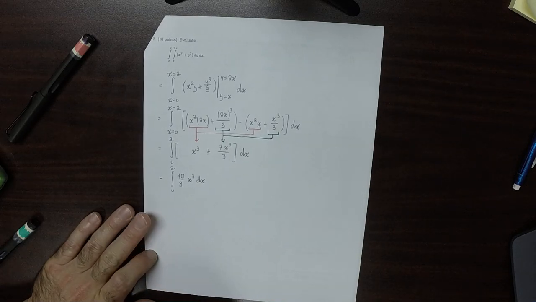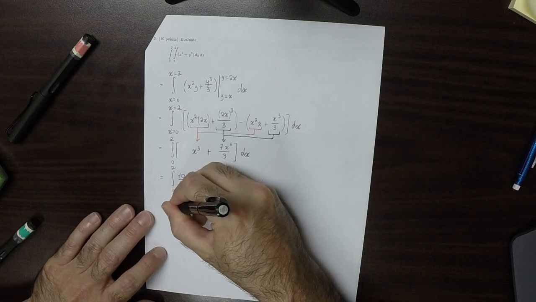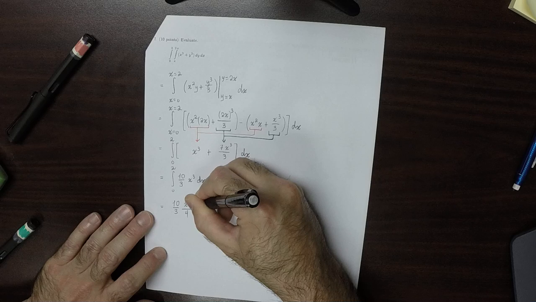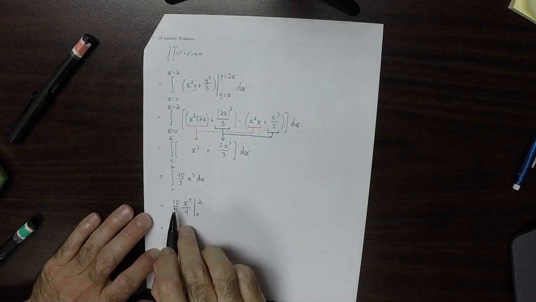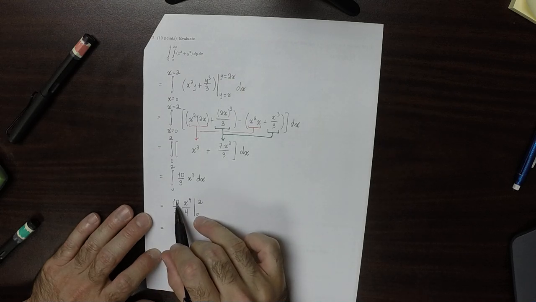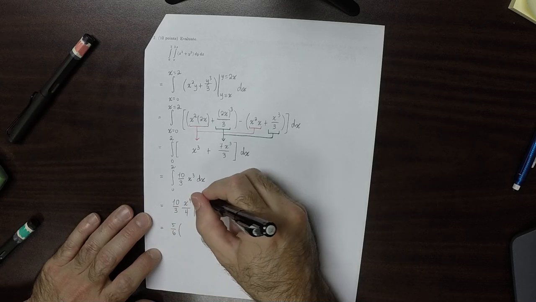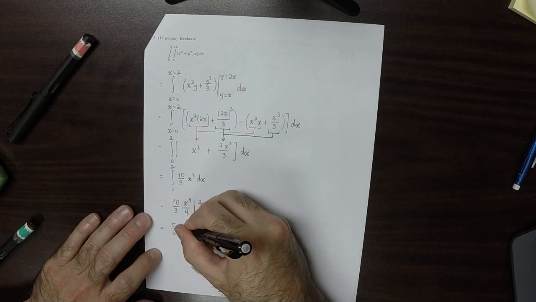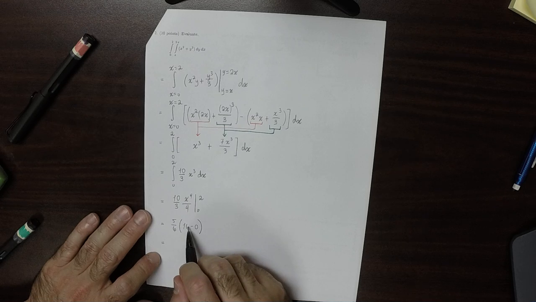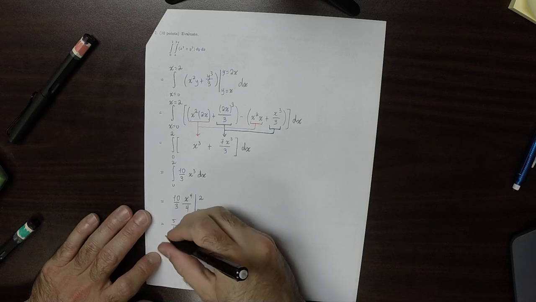So then now we can just use the fundamental theorem with the power rule. So that would be 10 over 3 x to the 4 over 4 from 0 to 2. So these constants simplify a little bit. Canceling a 2 here, that would be 5 over 6. And then evaluating the x to the 4 from 0 to 2, that would be 16 minus 0. So canceling a 2 here, that would be a 3 in the denominator and an 8 here. 5 times 8 is 40 over 3.